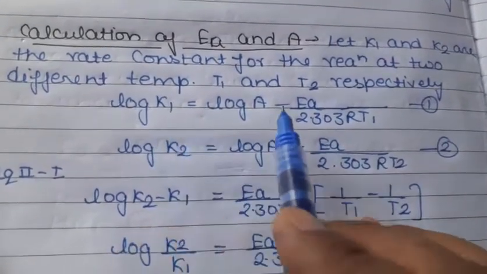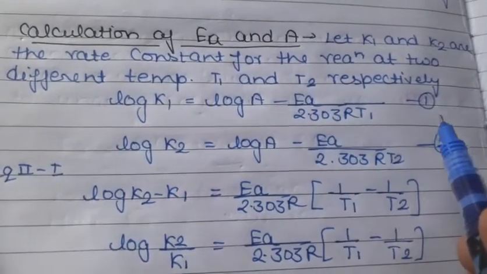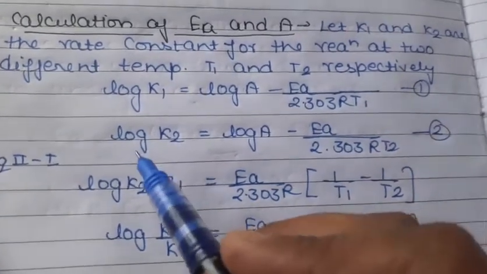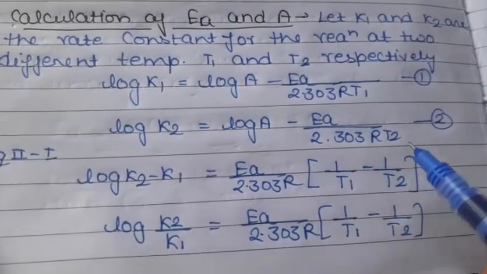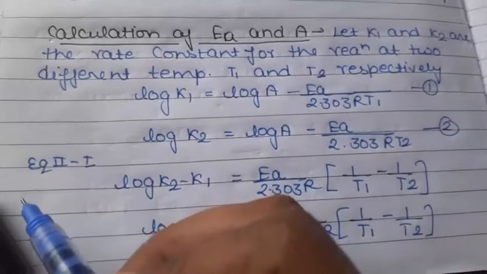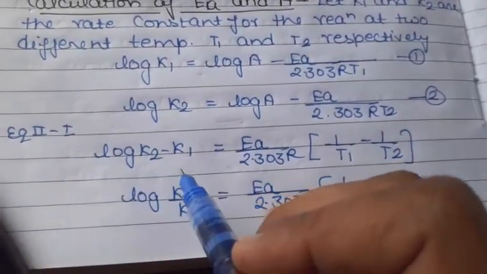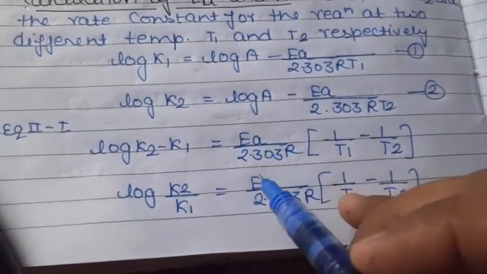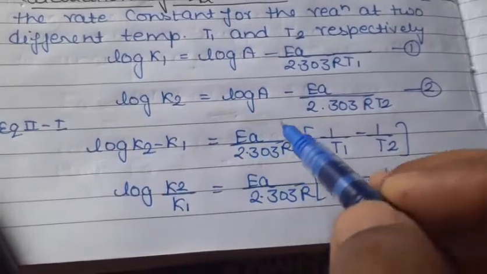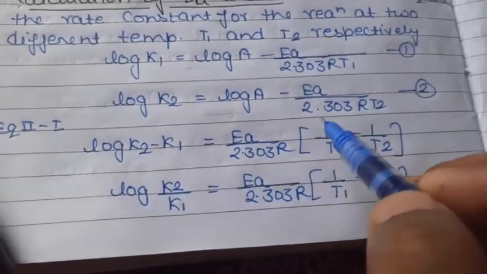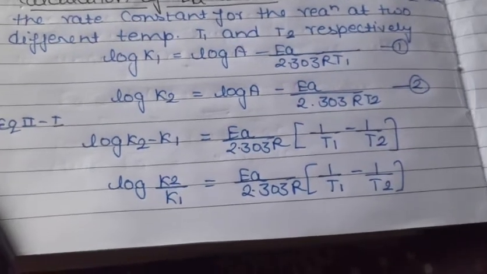Log k1 equals log A minus Ea upon 2.303 RT1, equation number first, and second, log k2 equals log A minus Ea upon 2.303 RT2. Now students, equation second minus equation first. So we get log k2 minus log k1 equals Ea upon 2.303 R, taking this common, into 1 upon T1 minus 1 upon T2.